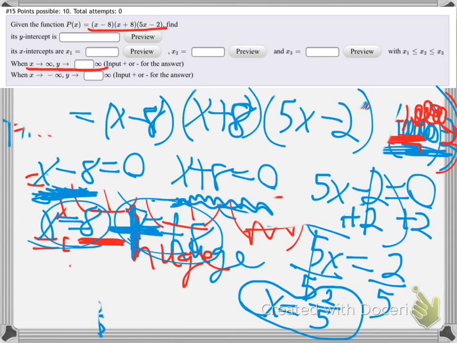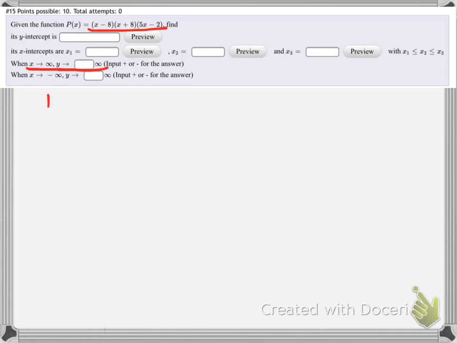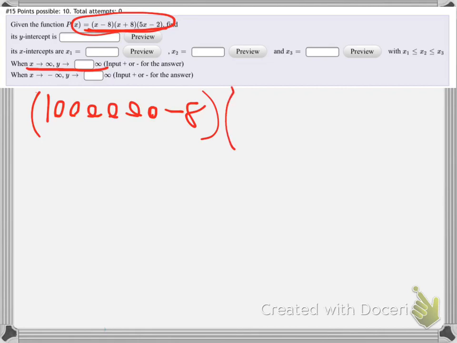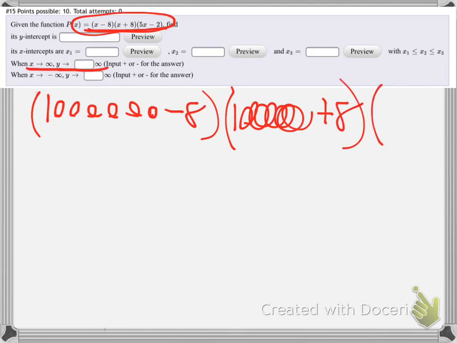So if we plug in giant something, 1,000,000-ish. It's some big old number. We're just plugging it into the function. There's a -8, then I have 1,000,000. Plus 8, 1,000,000, and then the last one is you plug in 1,000,000 there, so it'd be 5 times 1,000,000, minus 2. And then we'll just see what happens to the function.